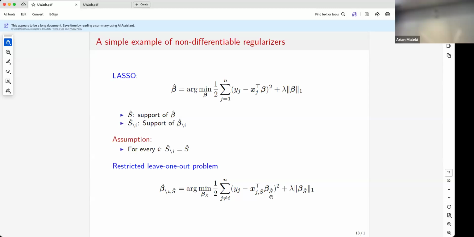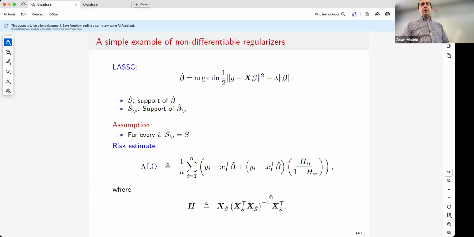So I can easily do the Newton method like before and apply it, and get a nice solution. This is just a formula. I just want to say that the formula becomes very nice. So we get an ALO formula. But again, I want to emphasize that I have made this assumption that the active set, the support set, doesn't change if I remove one data point.